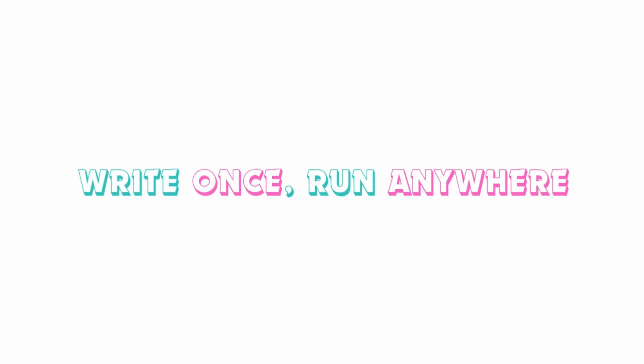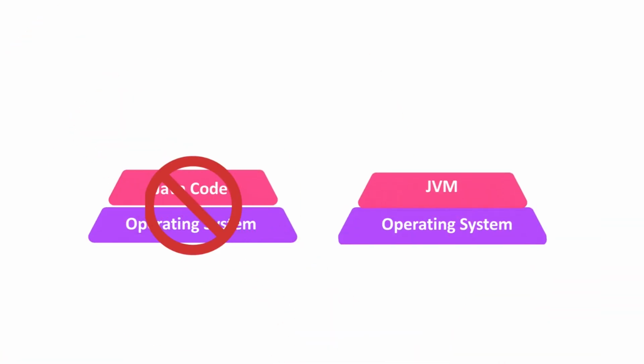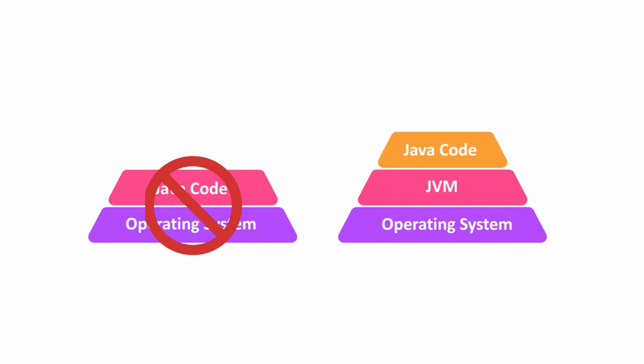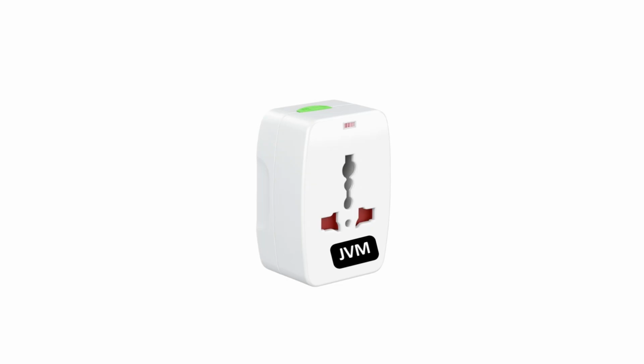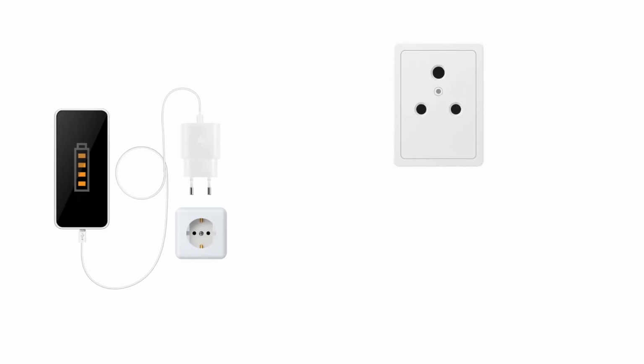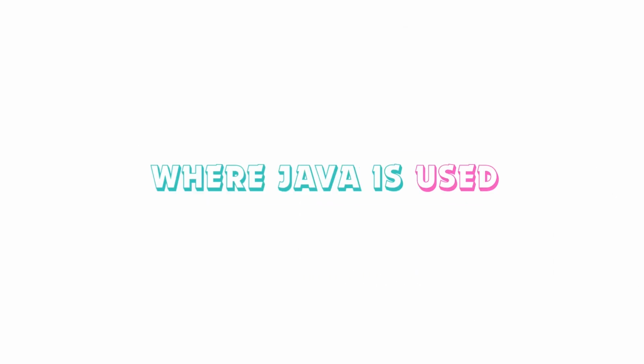Write once, run anywhere. This is Java's biggest superpower. Your Java code doesn't run directly on Windows or Mac. It runs on something called JVM, Java Virtual Machine. Think of the JVM as a universal travel adapter. You use the same charger in India, Europe, and the USA by just changing the adapter. Java works the same way. You write the code once, and JVM makes it run anywhere where Java is used.